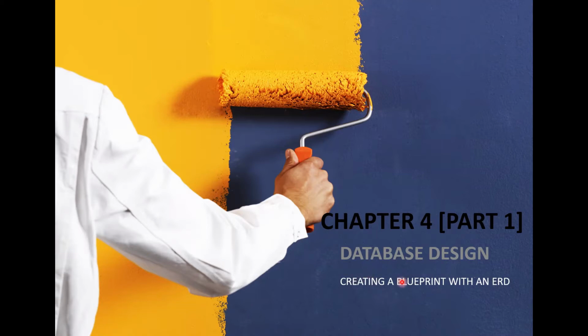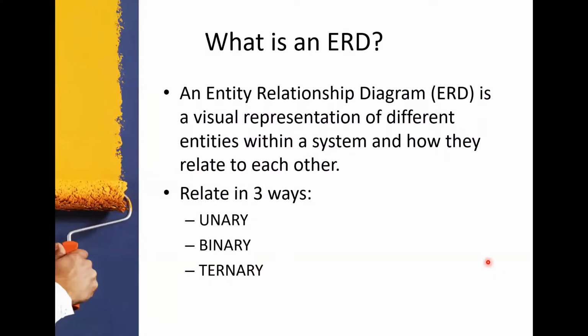As you can see here, it says creating a blueprint with an ERD. ERD means entity relationship diagram, or in short form we call it the ERD. So what is an ERD? This is the definition. An ERD is a visual representation of different entities within a system and how they relate to each other. In an ERD we can see how each table relates to the others.